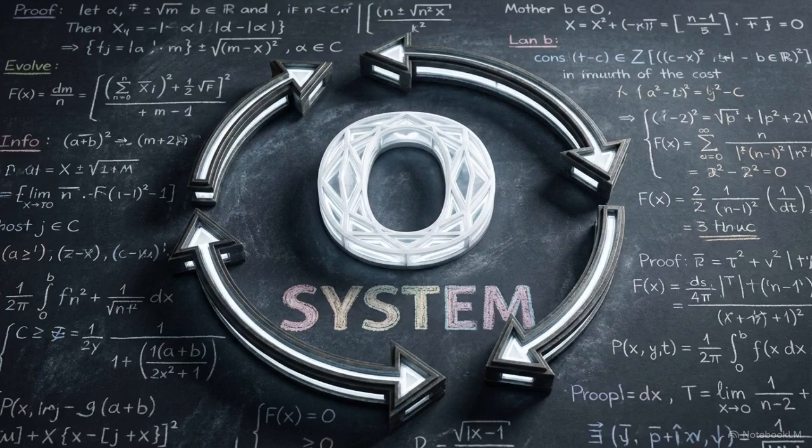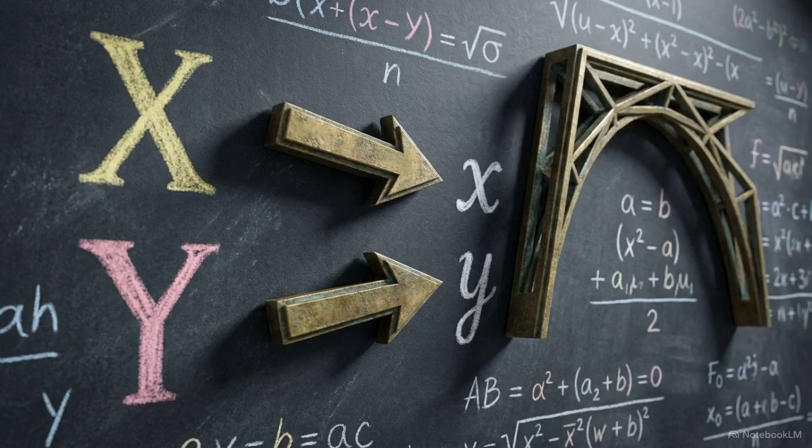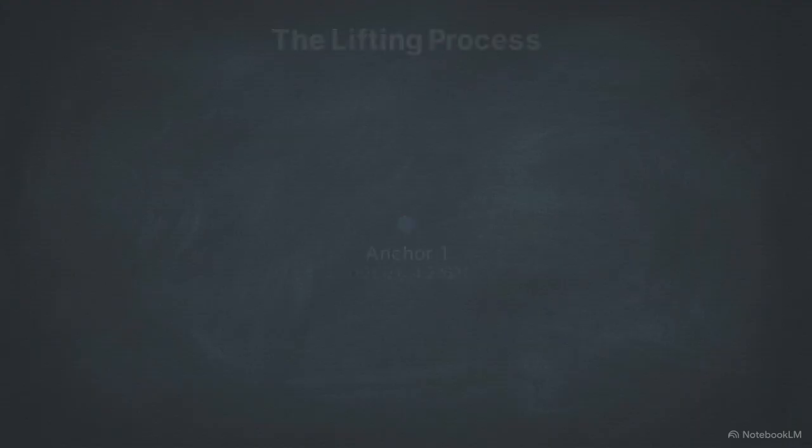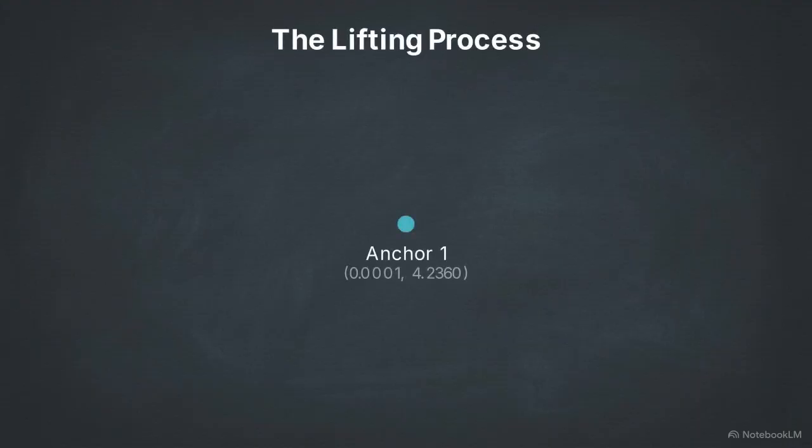To solve the original system O, we must mathematically reverse the initial substitution. We need to find x equals the 4th root of X and y equals the 4th root of Y. Complex algebra dictates that any positive real number possesses exactly 4 distinct 4th roots in the complex plane. This diagram illustrates the lifting process.